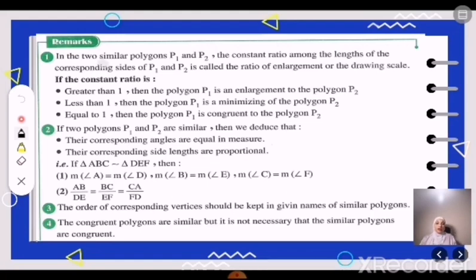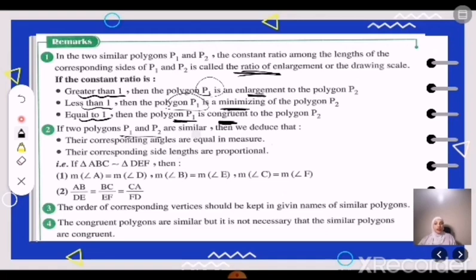Here are some important remarks you have to remember. In two similar polygons, the constant ratio between them we call the ratio of enlargement or the drawing scale. If this ratio is greater than 1, then polygon 1 is an enlargement of polygon 2. If it's less than 1, polygon 1 is a minimizing of polygon 2. And if it's equal to 1, then they are congruent to each other. Polygon 1 is congruent to polygon 2.